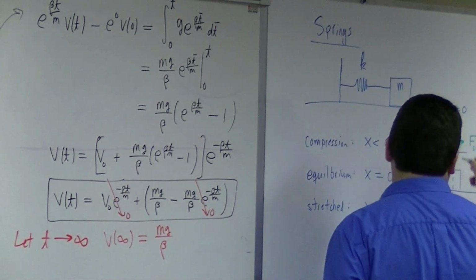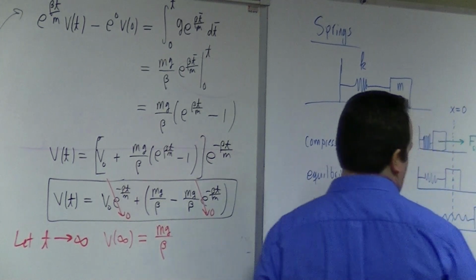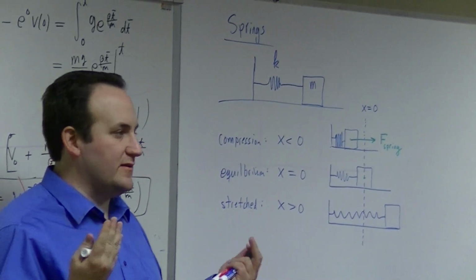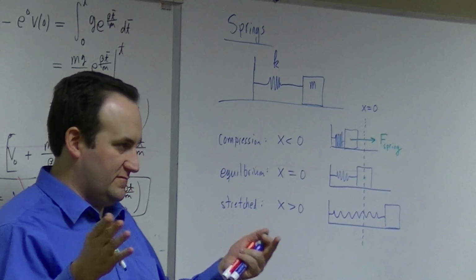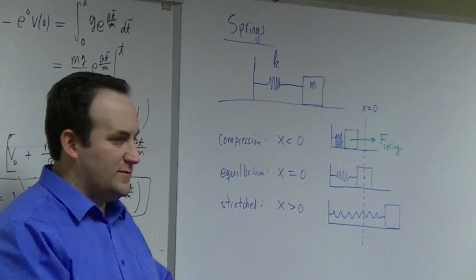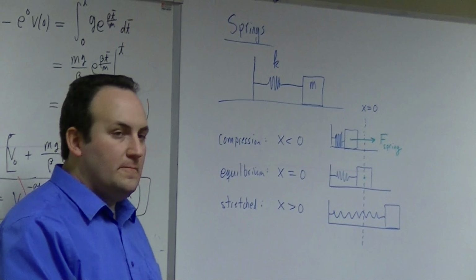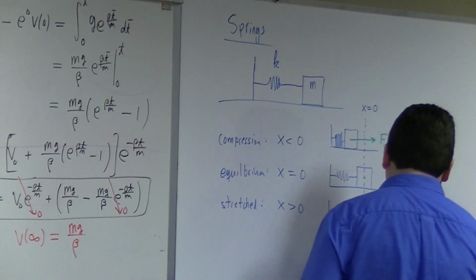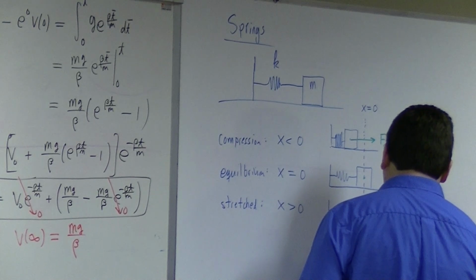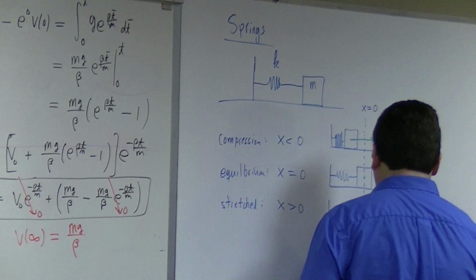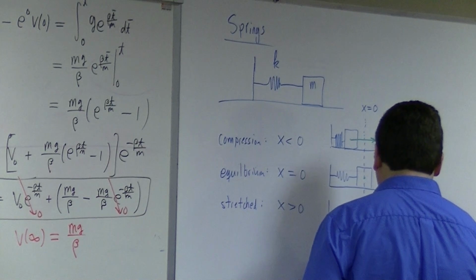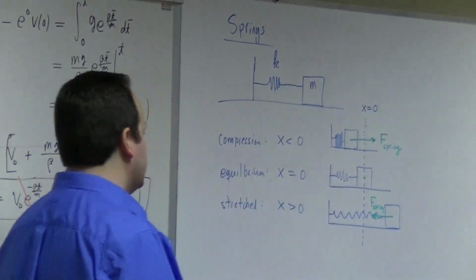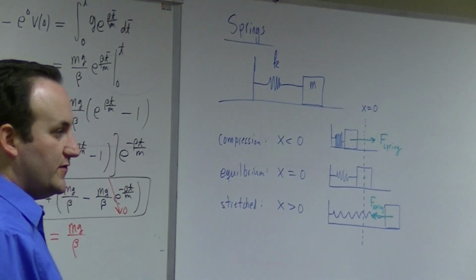When it's at equilibrium, that's the place where the spring is just sitting there. It's neither compressed nor stretched. It just sits there, minds its own business. The spring force is 0. When it is stretched, on the other hand, the spring is trying to pull the mass back to that equilibrium position, right? So there, the spring force points to the left.